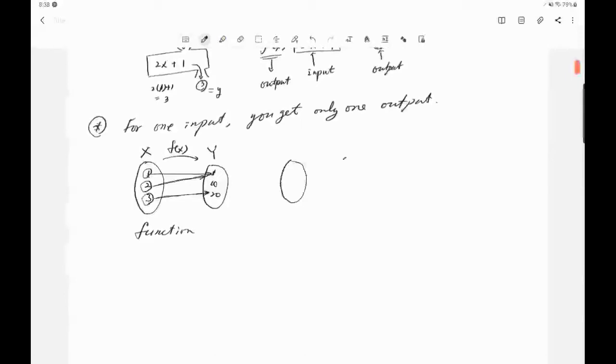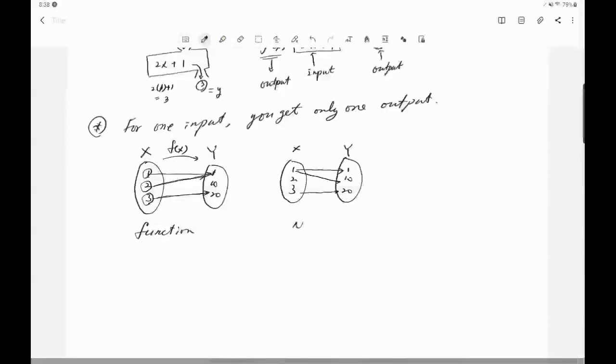But if we have something like this: 1, 2, 3, and 1, 10, 20, where this one goes here, this one goes here, and this one goes here. Is this a function? This is not a function because, as you see, the input 1 has two outputs. It must have only one output. So because of 1, it cannot be a function.